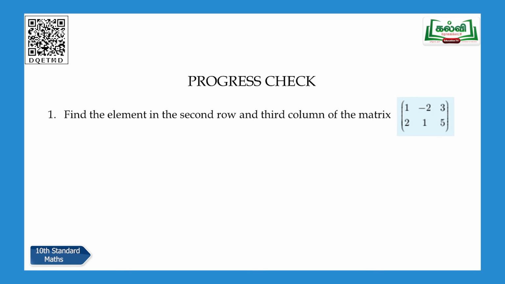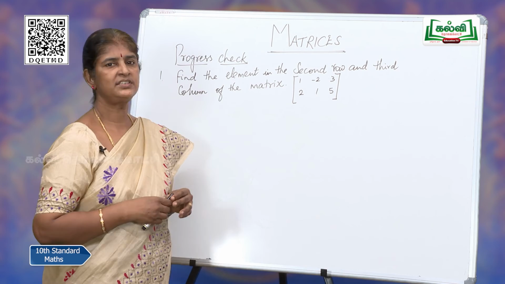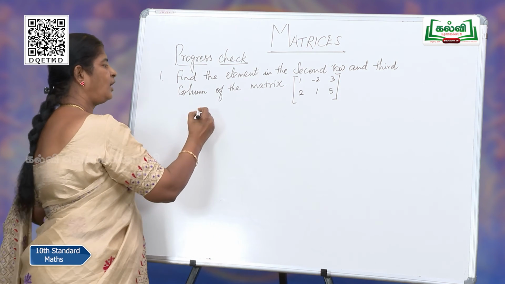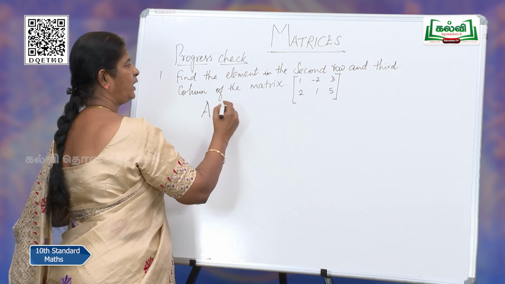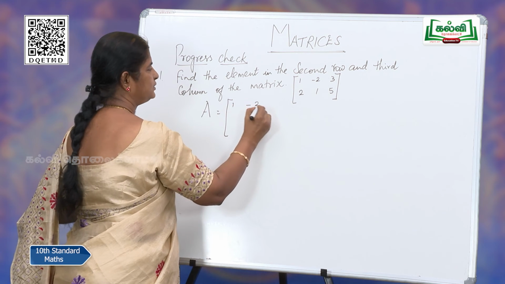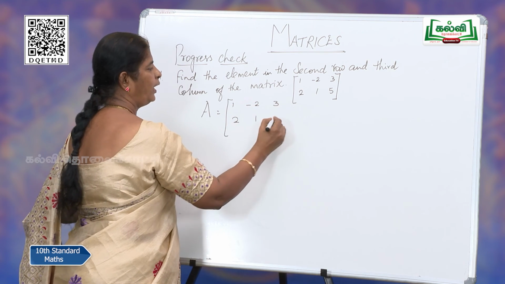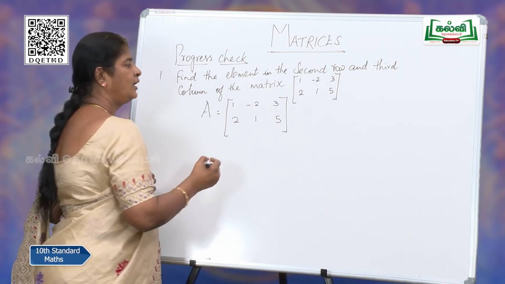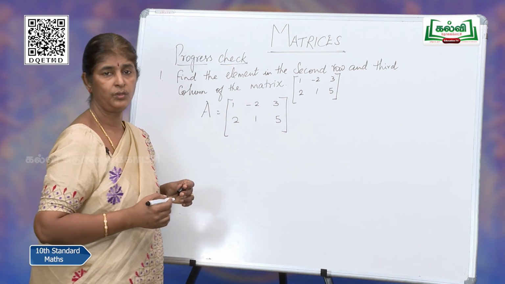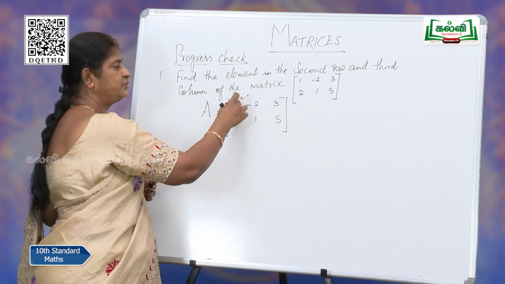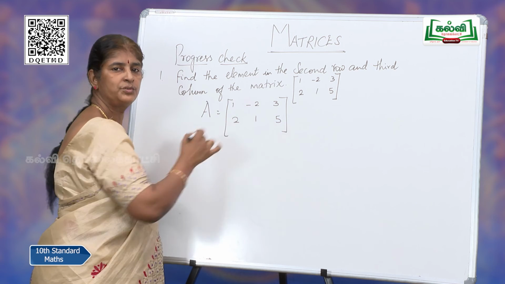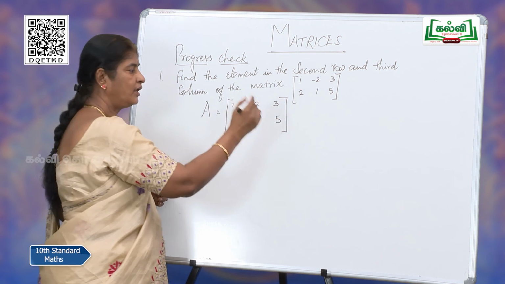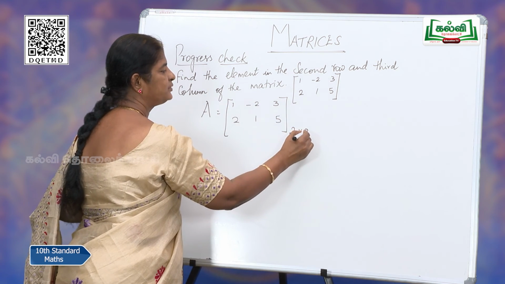Now, progress check. We have to find the element in the second row and the third column of a matrix. They have given 1, minus 2, 3, 2, 1, 5. First of all, we should know what is the order of that matrix. A is equal to 1, minus 2, 3, 2, 1, 5. This is the matrix. How many rows are there? We have 2 rows. How many columns are there? We have 3 columns. So, horizontally we have 2 rows and vertically we have 3 columns. So, the order is 2 by 3.